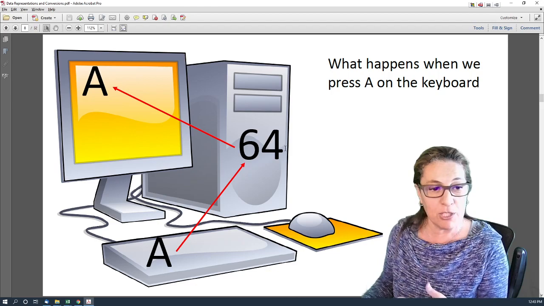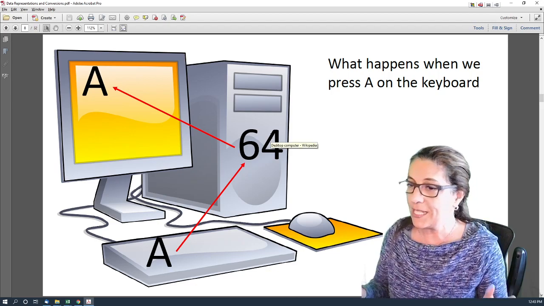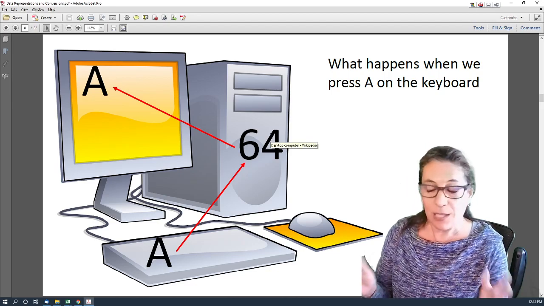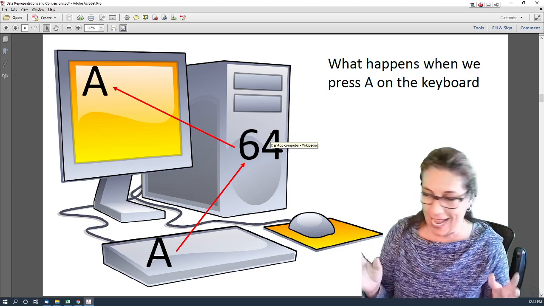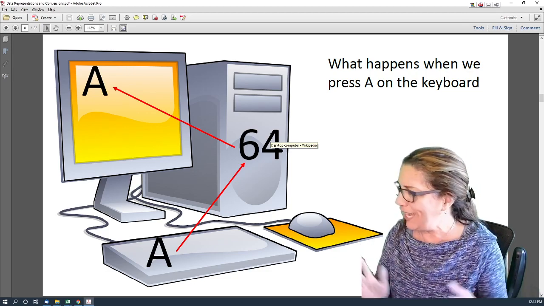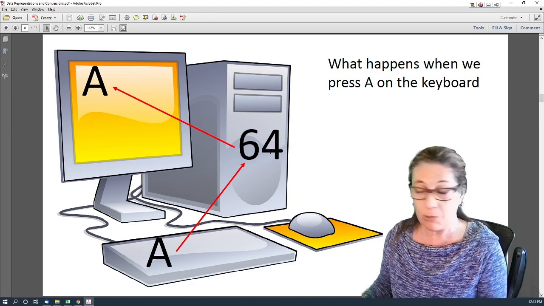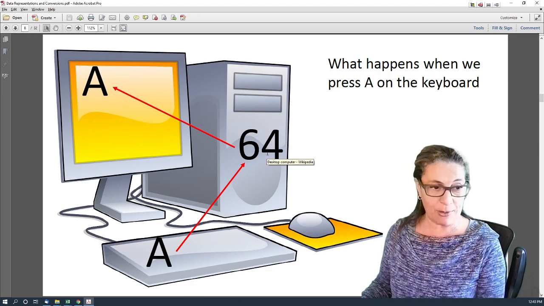But for the computer, it doesn't care. It's just the number 64 that's inside. And it does everything that it does with the other numbers. It can add them, subtract them, divide them, do all sorts of things with just any other regular number.